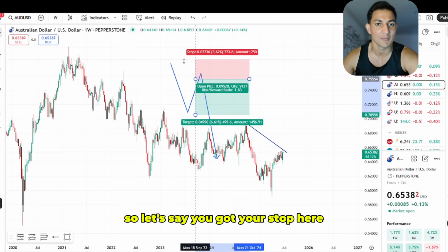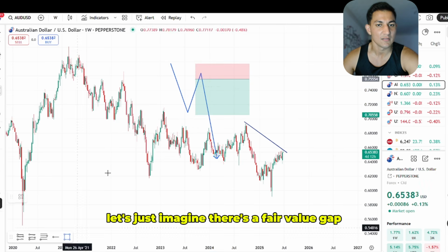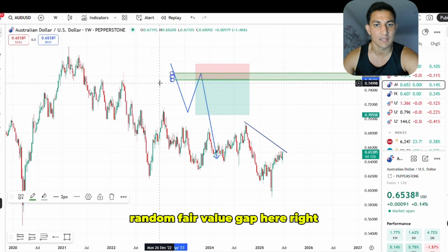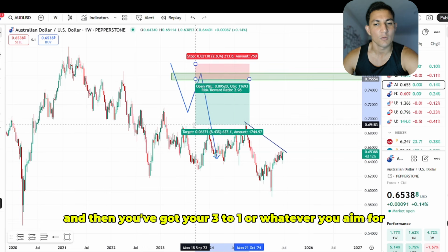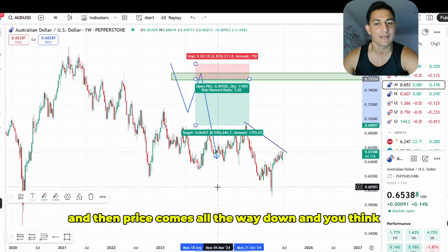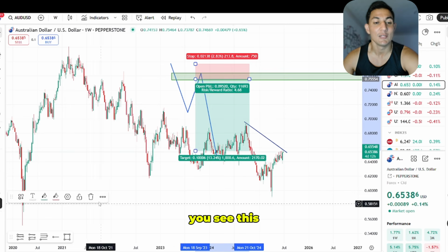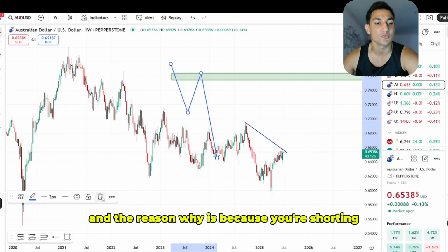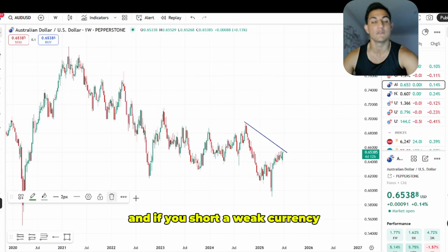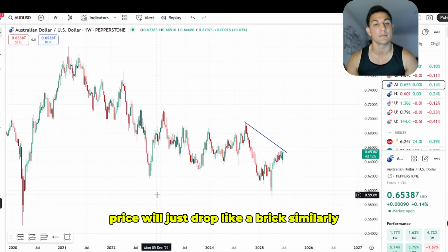And then, we've all had this too, right? Let's say you've got your stop here. Let's just imagine there's a random fair value gap here, and then you've got your 3 to 1 or whatever you aim for. And then price comes all the way down and you think, oh man, should I aim for like a 10 to 1 or whatever, right? You see this, and the reason why is because you're shorting a weak currency. And if you short a weak currency, price will just drop like a brick.